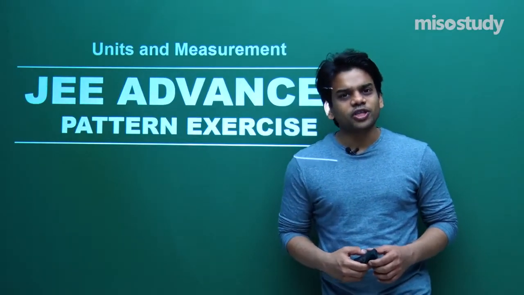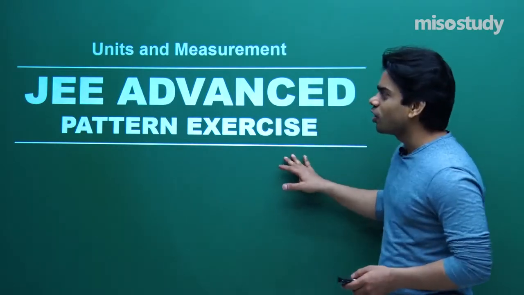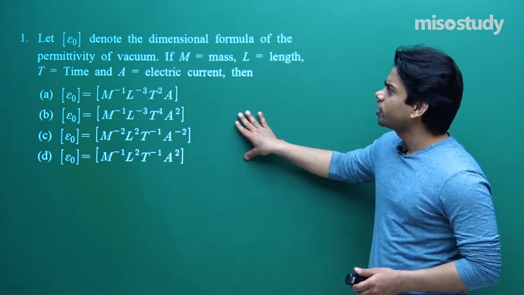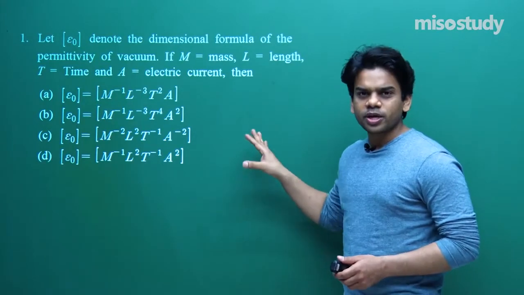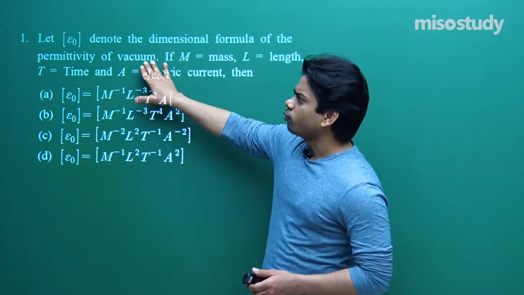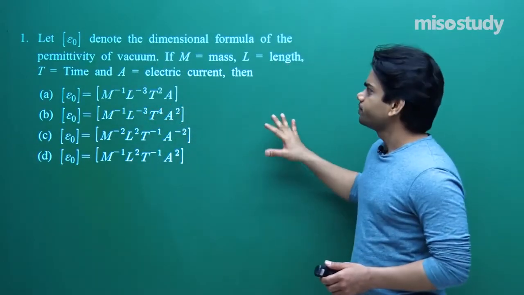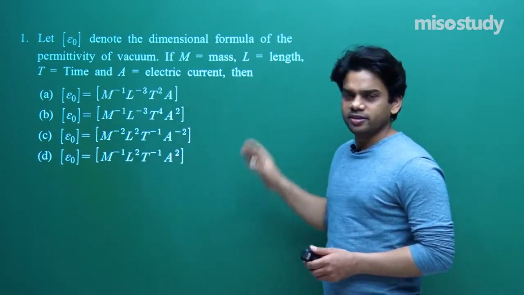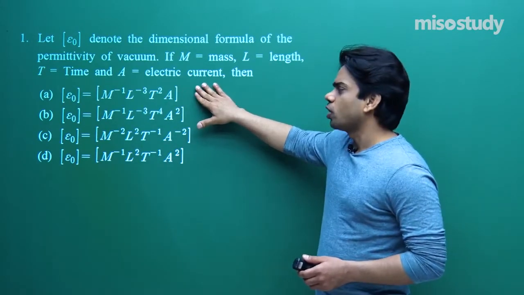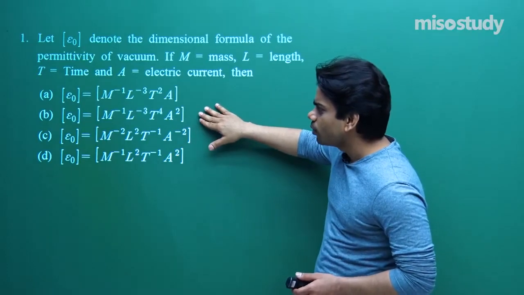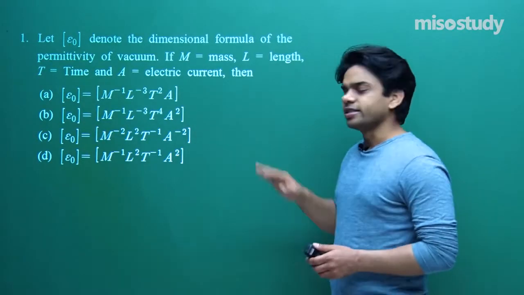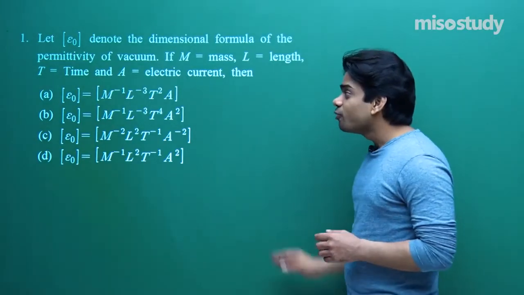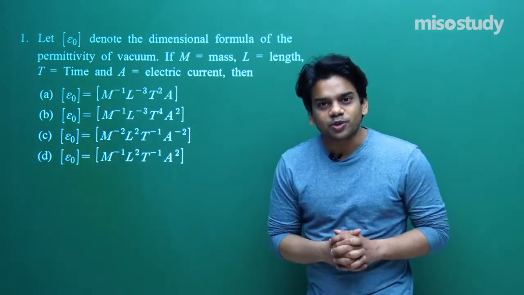Let's start and practice questions based upon the JEE Advanced pattern exercise on this chapter, units and measurement. The first question of the class: let epsilon naught denote the dimensional formula of permittivity of vacuum. Need not worry about this term if you are not aware of what is permittivity of vacuum, you will come to know about it. If M equals mass, L equals length, T equals time and A is electric current, then option A gives epsilon naught in this way, B the dimensional formula for epsilon naught is this, C this, D this. We need to check which dimensional formula actually suits the dimensional equation for epsilon naught.